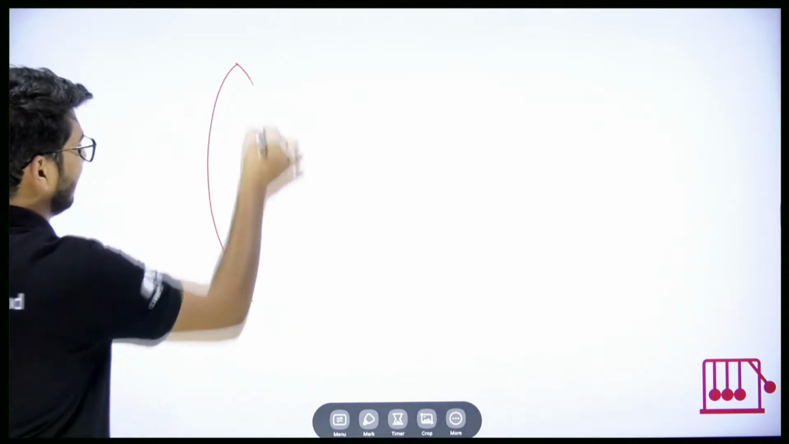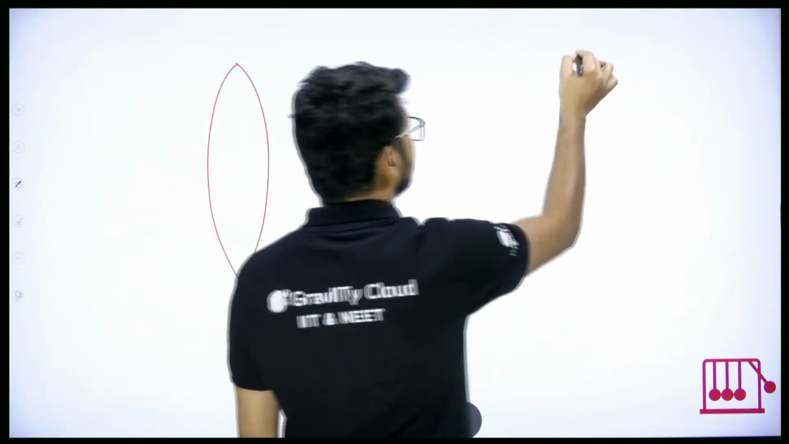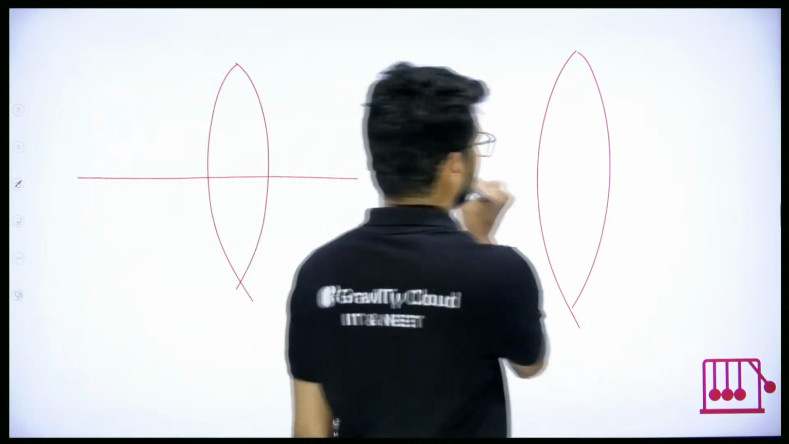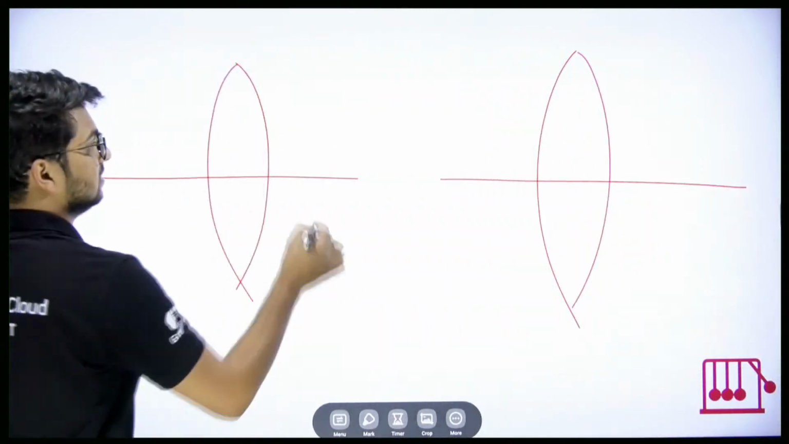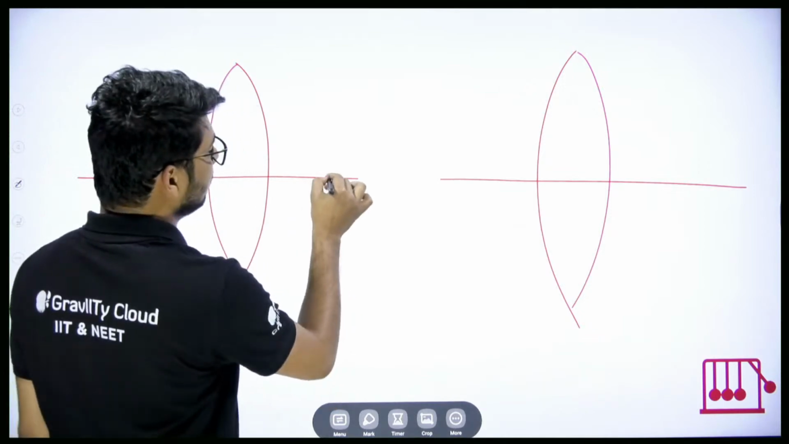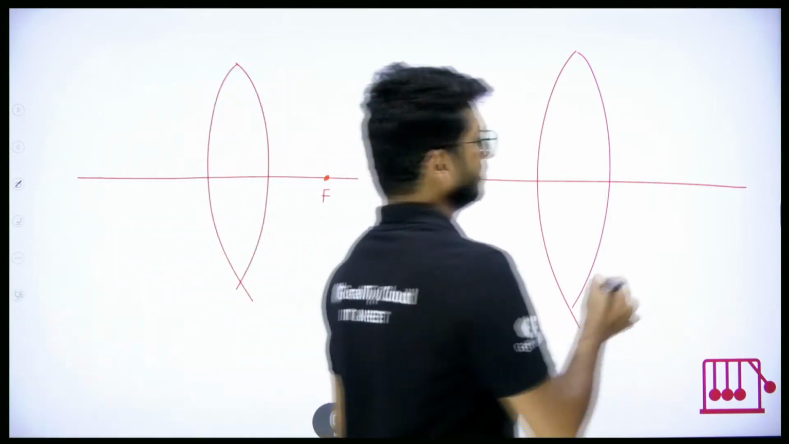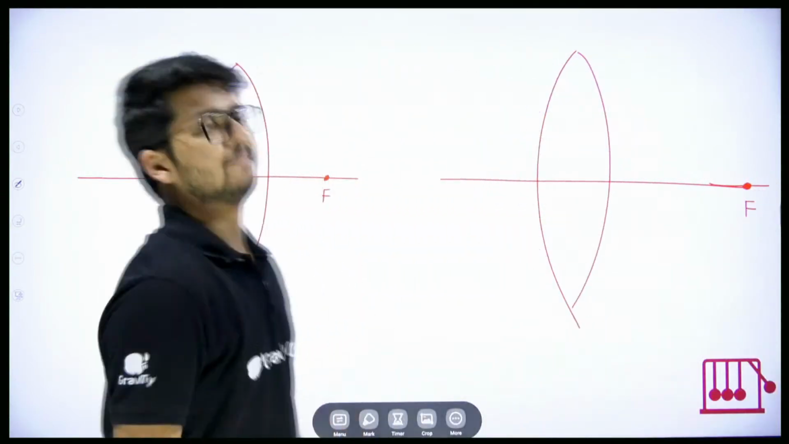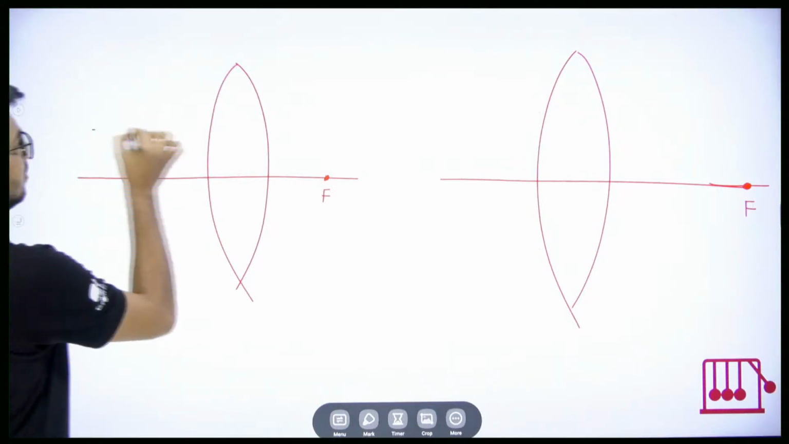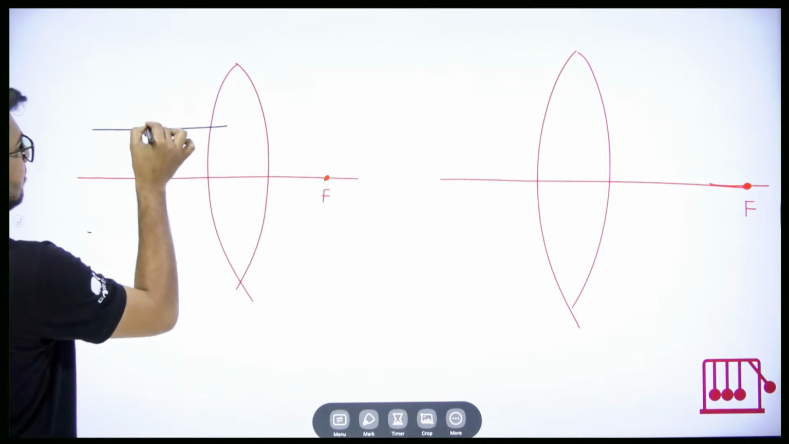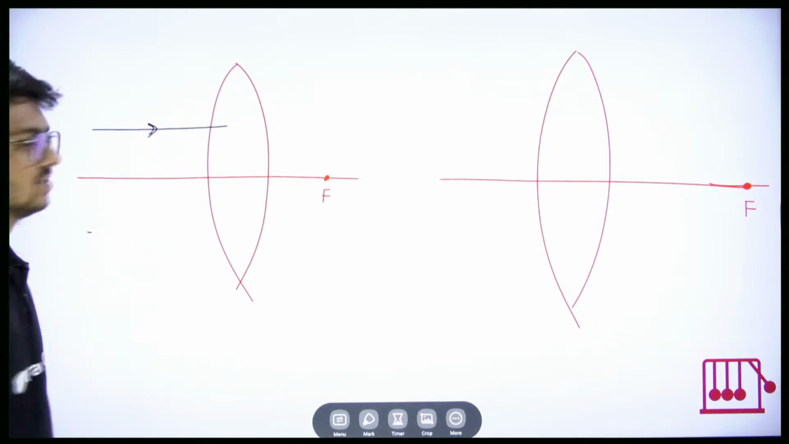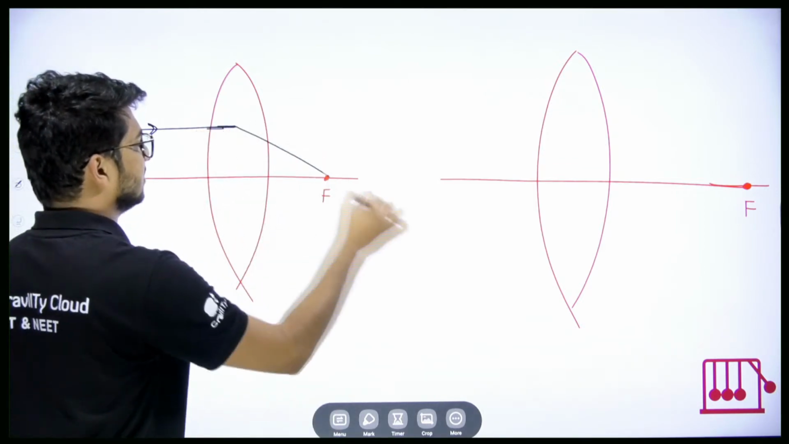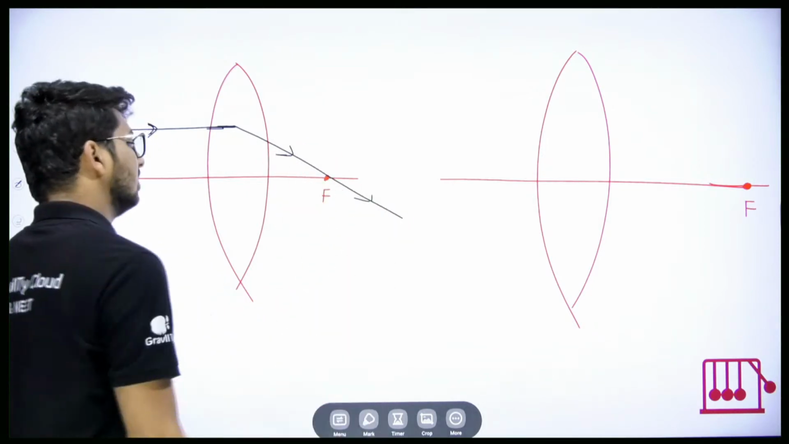Now let me take a lens. I'll take a convex lens. I'll take two cases. Let's say in this case, the focus is here, and in this case, the focus is a bit far away, somewhere here. Now I'll be taking parallel rays. One ray is enough. I'll take a ray parallel to the principal axis. What happens to it after passing through the convex lens? It converges or passes through a point on the principal axis called focus.